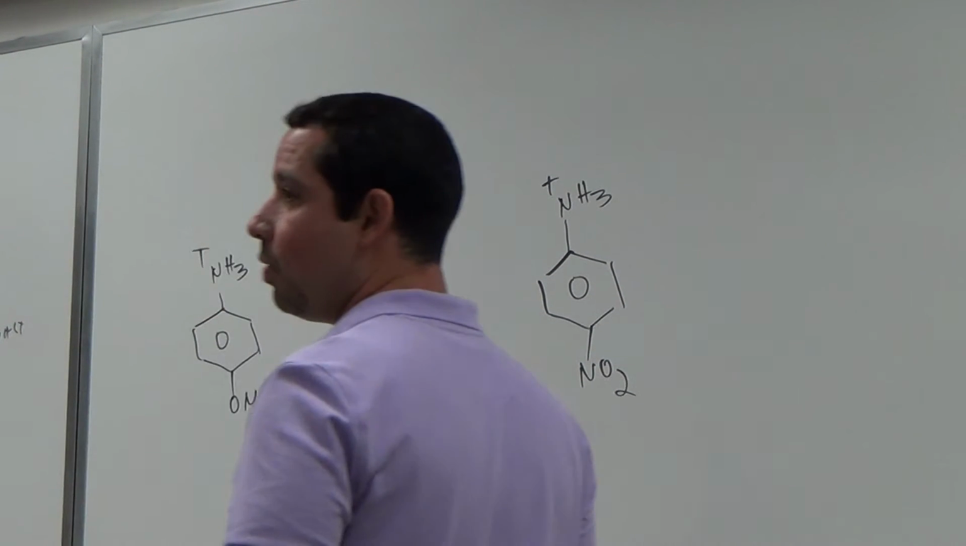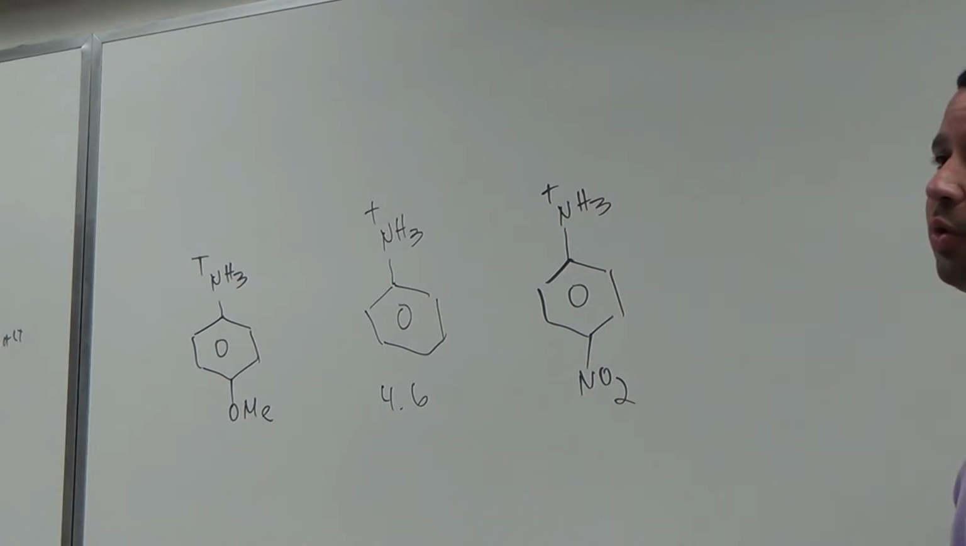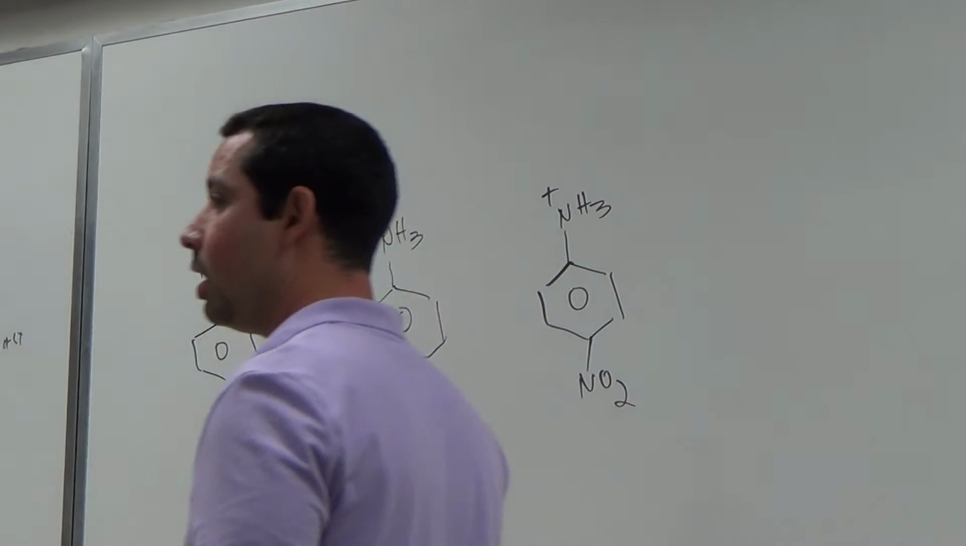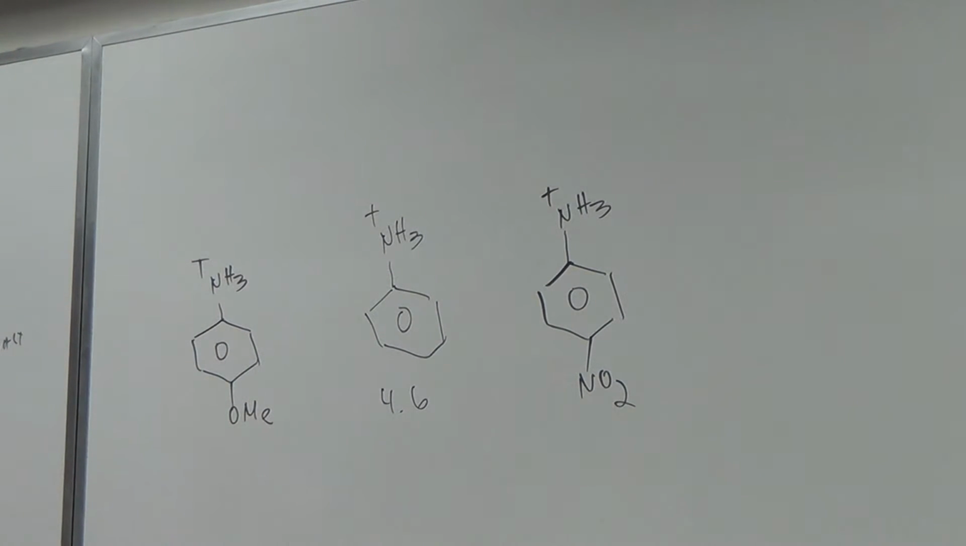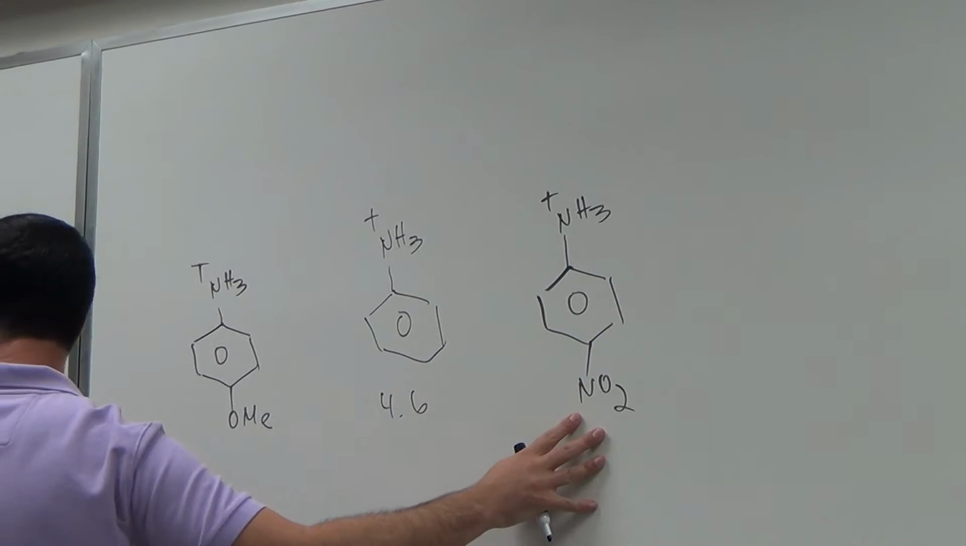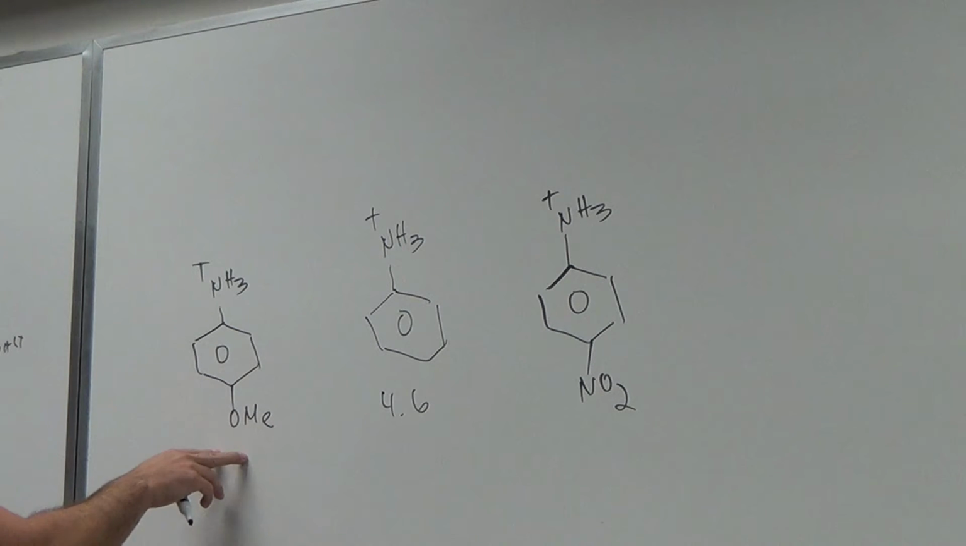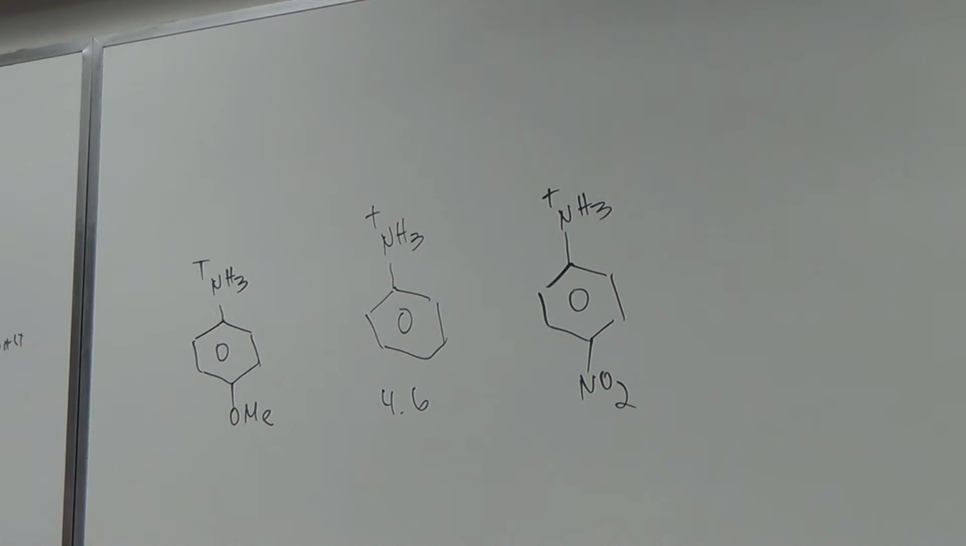So what you have to know is electron withdrawing groups make it more acidic like you did before, and electron pushing groups make it less acidic. The pKa of this is around 1 or 2, yes? The pKa of this is 5 or 6. Like I said, the number doesn't matter. I wrote the numbers there so you know. I don't even know them myself.